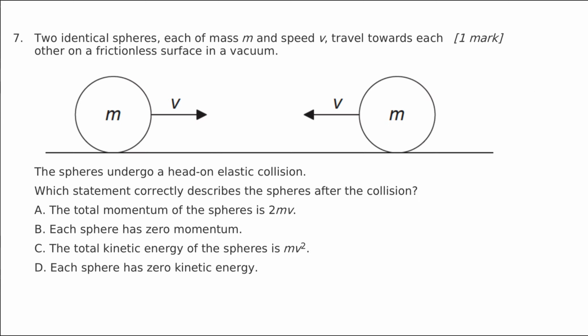Two identical spheres, each of mass m and speed v, travel towards each other. Again, we're told the speed but not the velocity. Okay, now, let's have a think here. They undergo a head-on elastic collision.